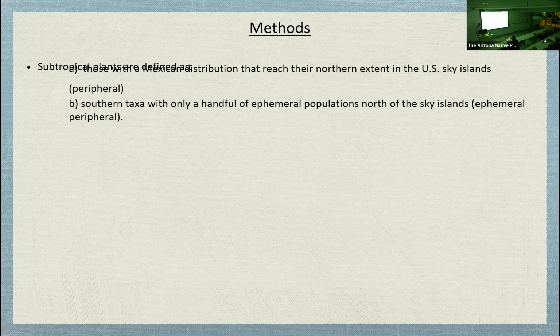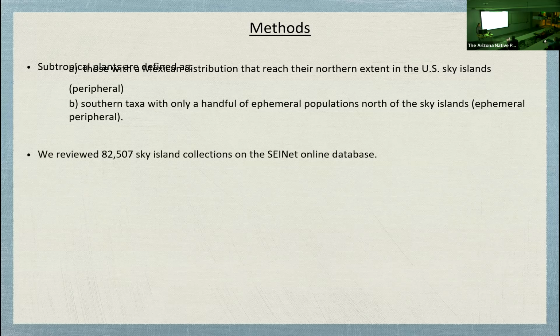The second group that seemed logical to include is that biogeography, plants don't always follow clean distribution. So we also looked at plants that had southern origins, but that mainly stopped in the Catalinas, but had a small number of ephemeral populations north of there. We wanted to look at those as well, because there are some really interesting plants that have a disjunct occurrence a bit north of the Sky Islands. So that was one thing we looked at.